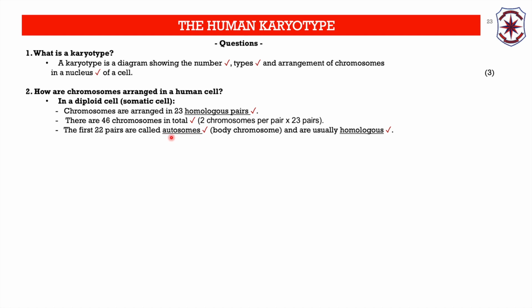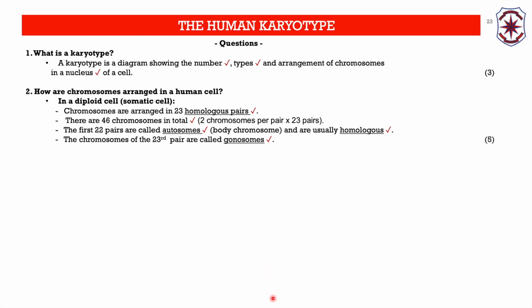So autosomes are the first 22 pairs. Remember, how many pairs do we have in total? We have 23 pairs. The first 22 pairs are called autosomes. These are body chromosomes. And the 23rd pair are referred to as gonosomes. Now, gonosomes are sex chromosomes. Okay, guys? These are sex chromosomes because they determine one's sex.